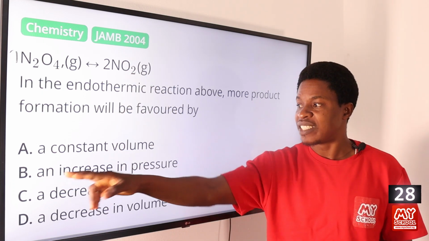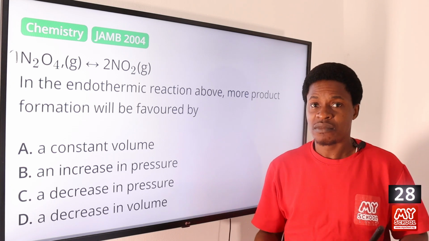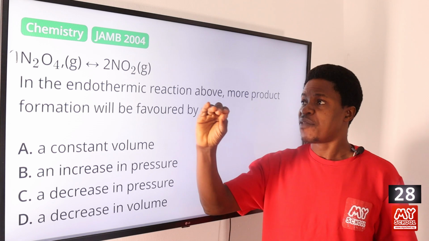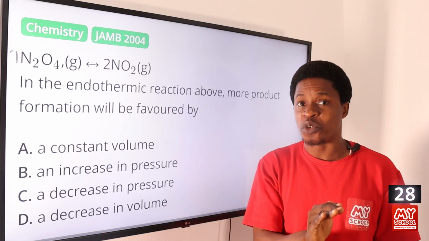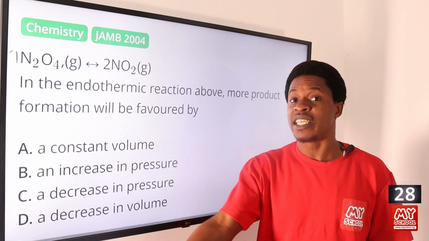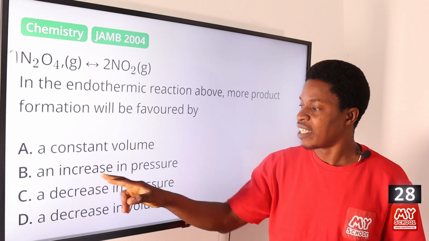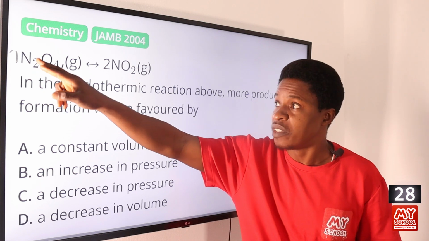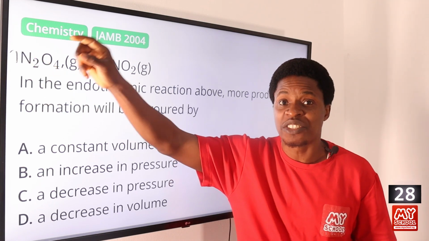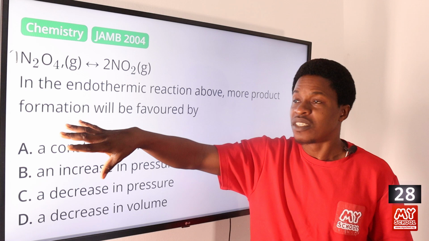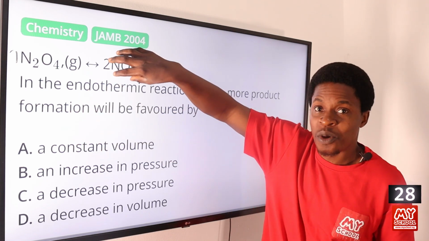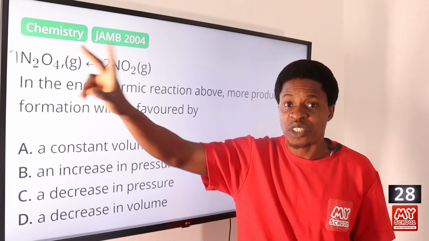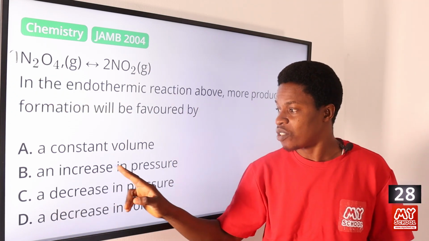Okay. Option B says an increase in pressure. If you increase the pressure, what happens? Like I said, the side that has the lesser number of moles will be favored by an increase in what? In pressure. So if you increase the pressure, this side has fewer moles, which means this side will be favored. But the question is asking what will make this side favored. So if you increase the pressure, more of this N2O4 will be produced, which is not our aim. So this is also not correct.